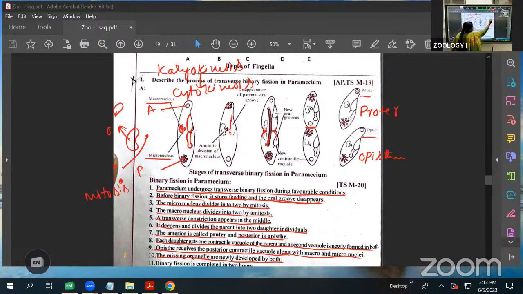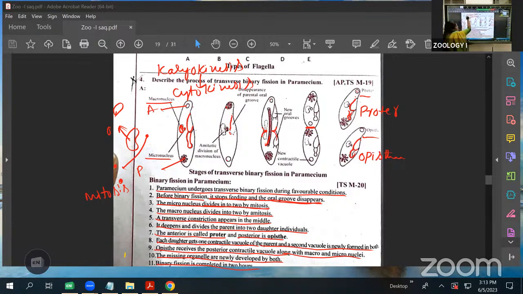The oral grooves are there now, but these oral grooves already disappeared, so they can prepare their own. The macronucleus they take from the parent, and the anterior one takes the anterior contractile vacuole from the parent. The posterior one takes the posterior contractile vacuole. All the remaining organelles they prepare on their own. Just like this, the binary fission is completed in 2 hours. Clear? This is simple transverse binary fission, meaning they are dividing horizontally.